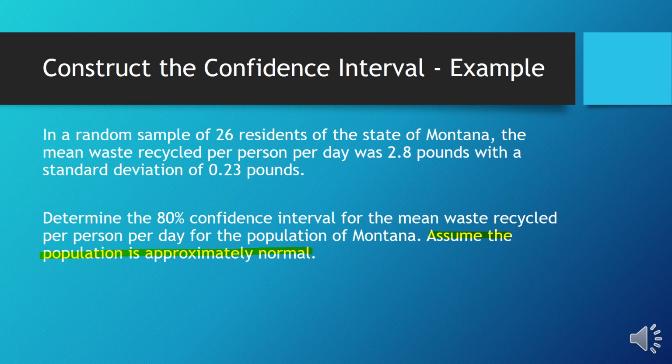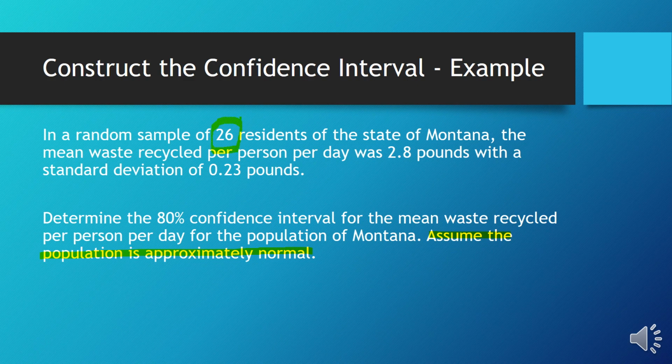Remember, in order for us to use the student's t-distribution, we had to know one of two things. We either had to know that the population was from a normal distribution, or we had to have a sample size that was 30 or larger. Since our sample size here is less than 30, it was absolutely necessary that we know that the population is approximately normal. Now, some other important things here.